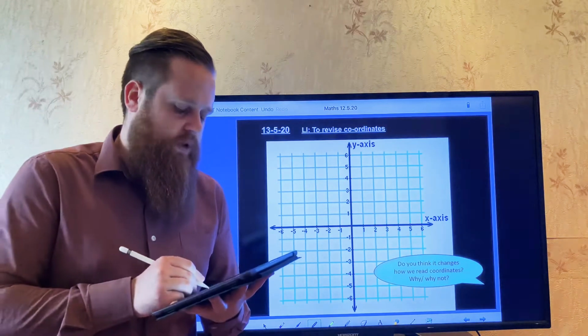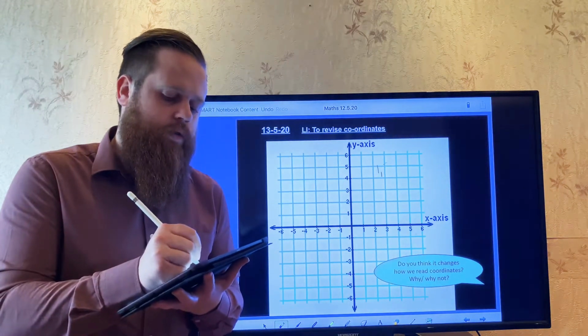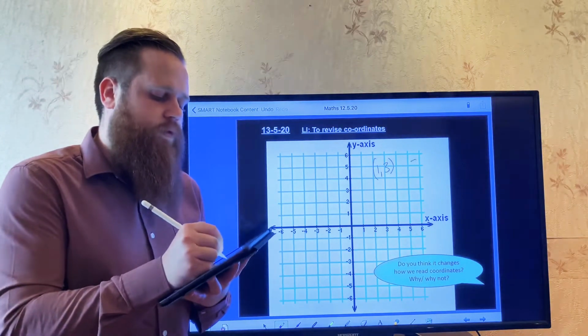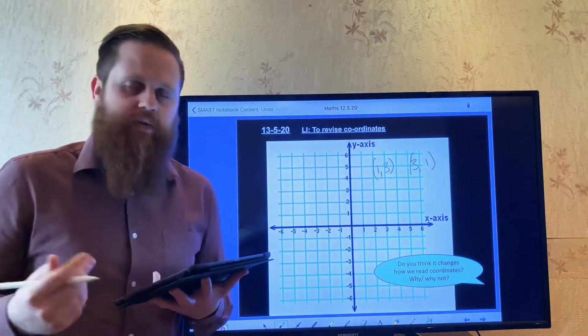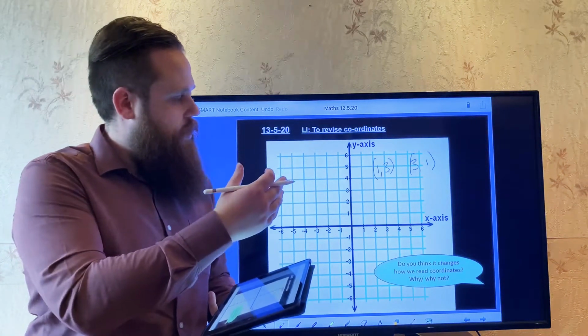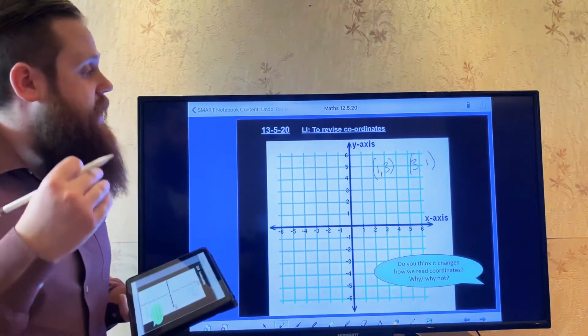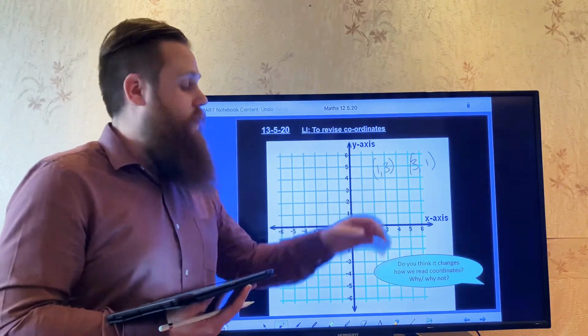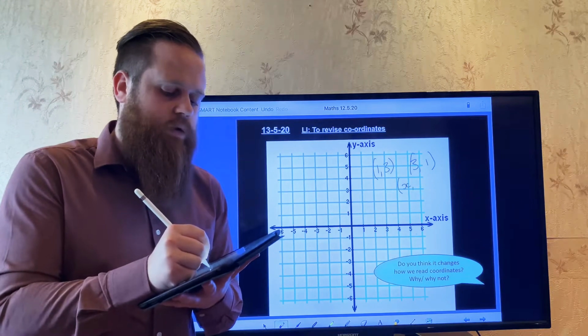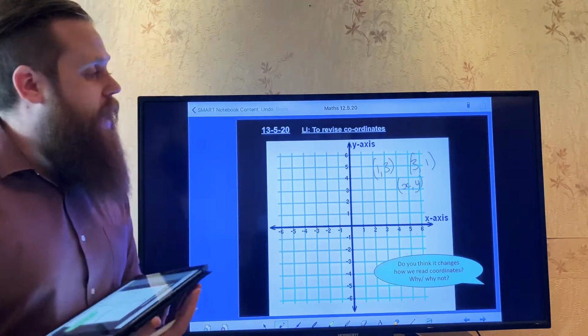Well, let's just quickly write one down. I've got 1, 3, notice the brackets and the commas separate the values, and I've got 3, 1. Are they different? Can I read them the same way? Of course they're different, okay? It really does matter how we label them. The first number, the first value is always the x value, and the second one is always the y value, okay?